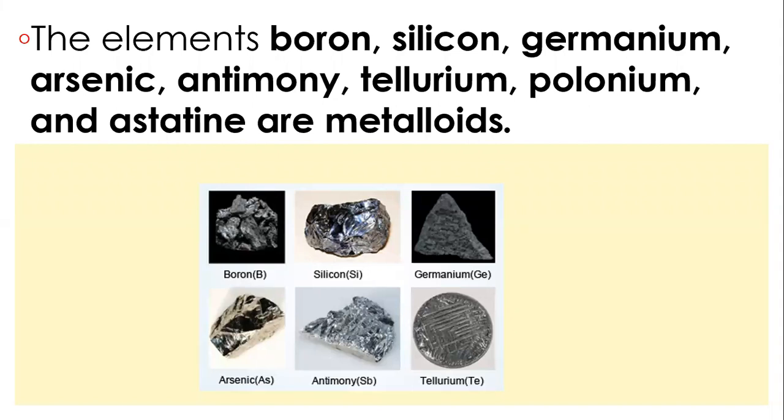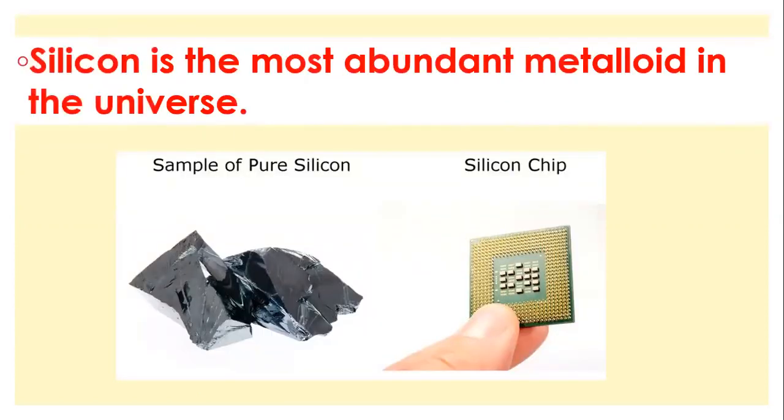As you can see in their picture, they look shiny, so they look like metal, but they also have other properties that they share with nonmetals. Silicon is the most abundant metalloid in the universe. We have many applications for silicon in our daily life. This is how a sample of pure silicon looks. And we use it in making silicon chips inside computers, televisions, and so on.